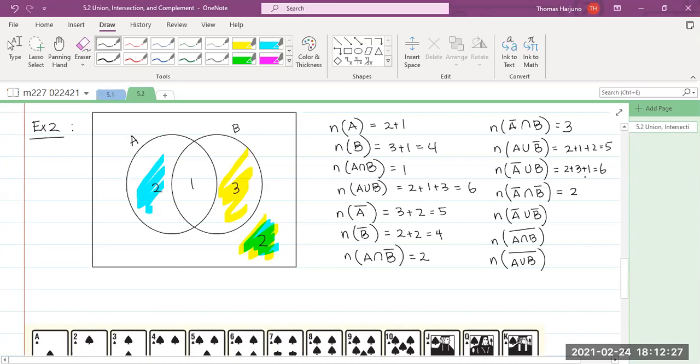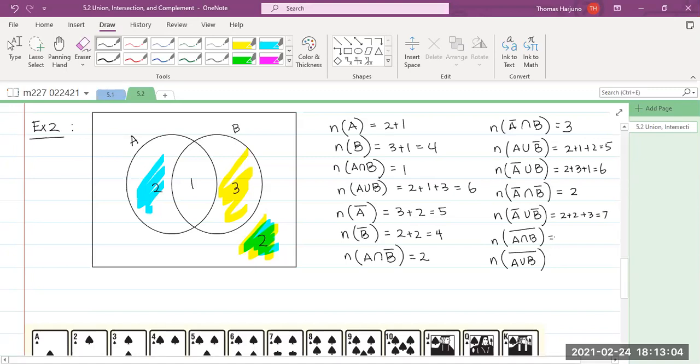Now, on the other hand, the number of elements not in A or not in B means they just need to be colored once, at least once. So the number of elements not in A, that's 2 and 2. Or not in B, that's 3 and 2, but only 3 not registered yet. So there are 7 elements not in A or not in B.